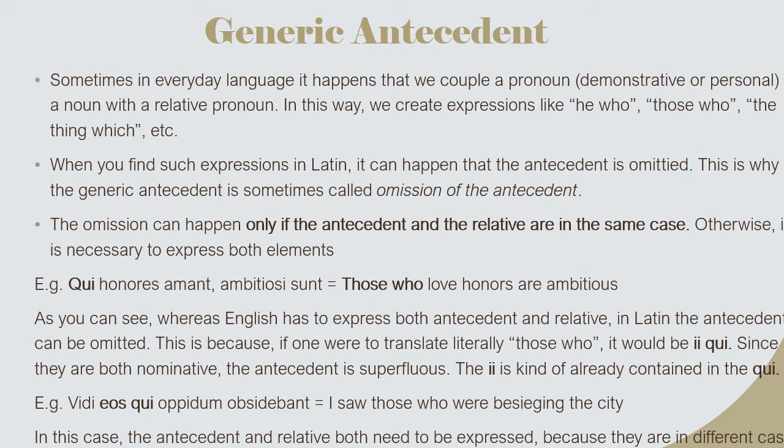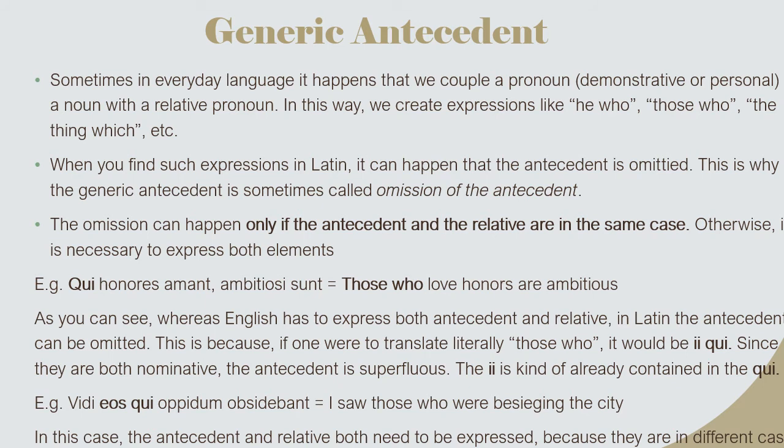And so when you find such expressions in Latin, it can happen that the antecedent, that is to say the first element, is omitted. This is why the generic antecedent is sometimes called also omission of the antecedent. Of course, this omission of the antecedent is impossible or doesn't happen in modern languages. But one has to be careful because the omission can happen only if the antecedent and the relative pronoun are in the same case. Otherwise, it is necessary to express both elements.